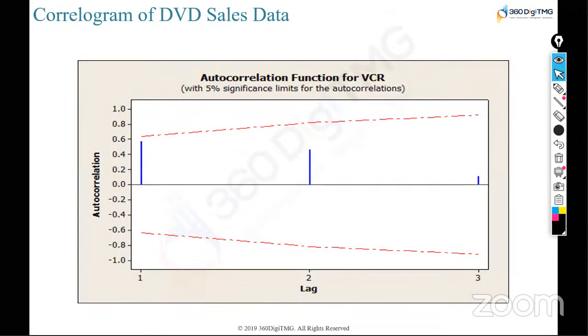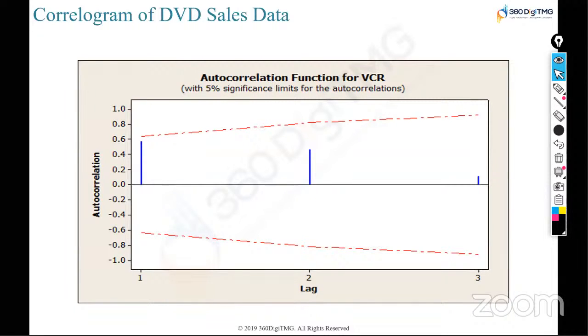All right, so the red dotted line on both sides is the confidence interval. 95% is the standard confidence interval that we are dealing with. This is what we have.